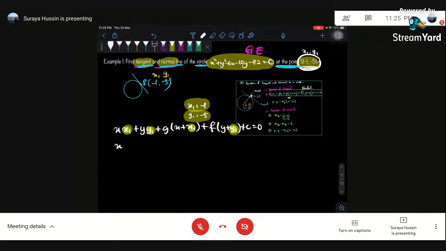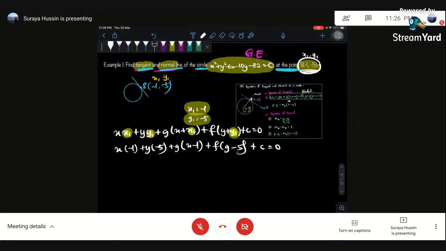Masukkan negative 1, masukkan negative 5 plus gx plus teruslah ya, minus 1 plus fy minus, is it minus? Yeah, minus 5 plus c. Do you have your c? No, you do not have your c, but don't worry. You have it, my dear. Dari mana you ada? Dari sini. This is your c. C is equals to 82. So minus 82. C is negative 82. So equal it to 0 back.